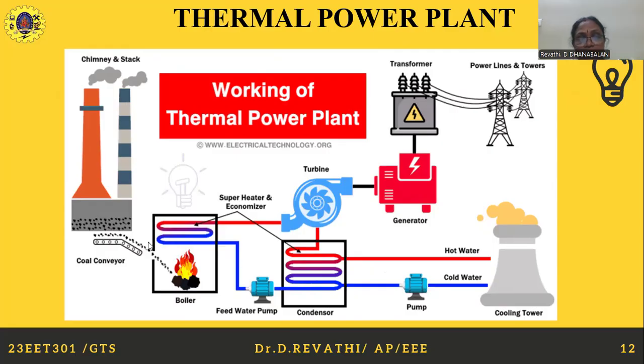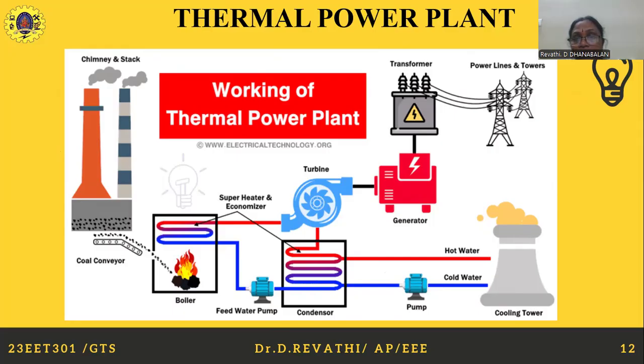And then the ash handling system. In a coal-fired power plant, the ash handling system is used to collect and dispose of the ashes generated during the combustion of coal.